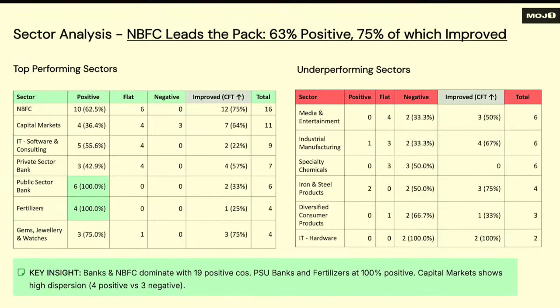The same story continues if you look at fertilizer. Only 1 company out of 4 improved its CFT movement; it went up from the last quarter. What looks good is again gems and jewelry, where 75% of the companies gave positive results and also 75% of the companies improved the CFT score.